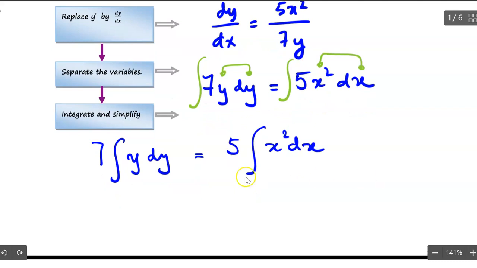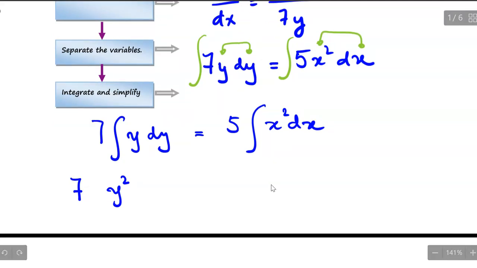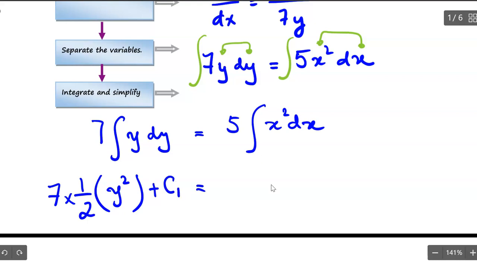So the integration means that you add 1 to the exponent, you divide it by the result. So I have 7, and I will have y squared divided by 2. That means I multiply by a half. Divided by 2 is the same thing as multiplying by a half. And then you plus c1 on this side.